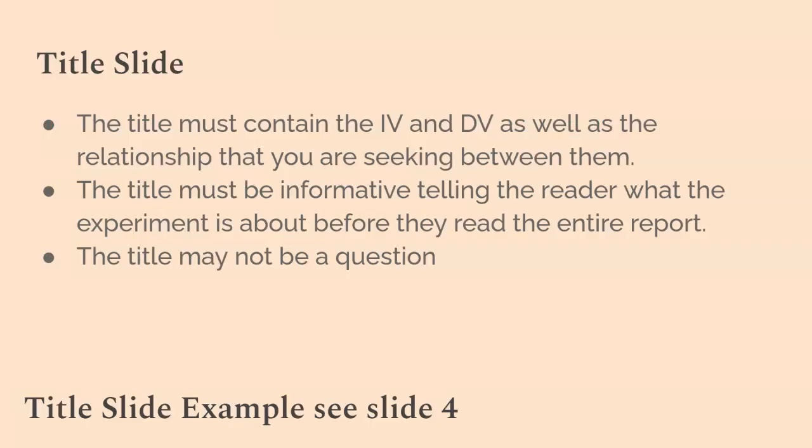So the title slide, first of all, you already know this information. The title must contain an IV and a DV and the relationship you're seeking between them. The title must be informative and tell the reader what the experiment is about before they read the entire report so that they kind of know what the report is going to be about. And the title may not be a question. Because you're doing a title page or a title slide, you're going to include some more information that you're going to see on the next slide, which is an example of what a title slide would look like.